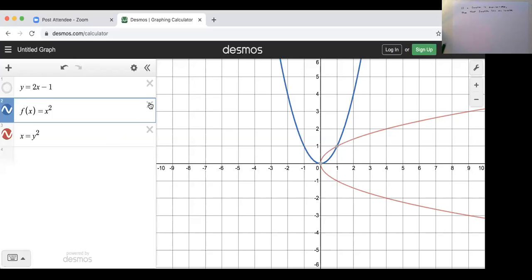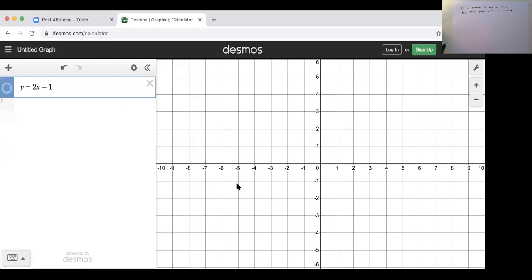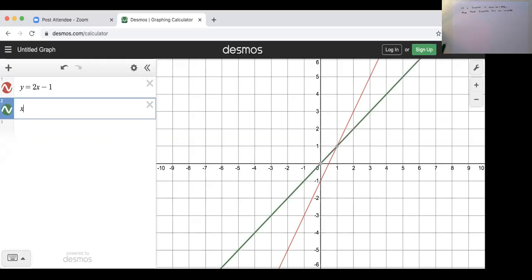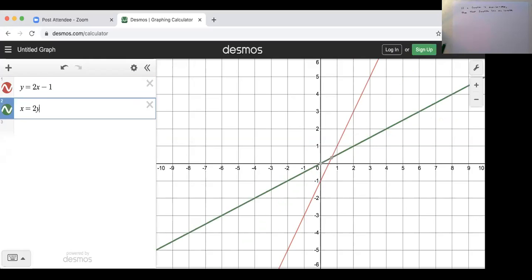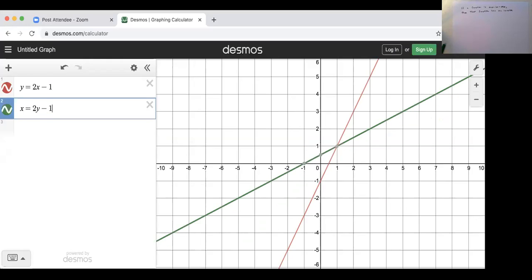So this is not 1 to 1, but y equals 2x minus 1 is 1 to 1. Then if we wanted to draw its inverse, x equals 2y minus 1. And normally speaking, you would solve for y. Notice that also satisfies the condition of the vertical line test. No vertical line cuts the green thing in more than 1 point. But you'd have to solve for y to see what that function is.